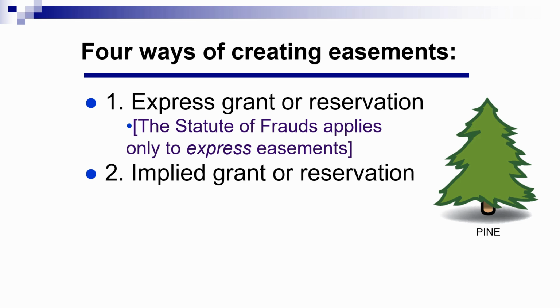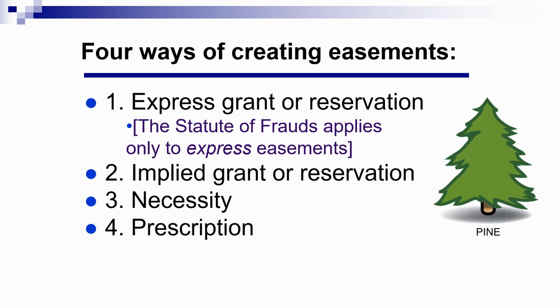The second way of creating an easement is an implied easement. Again, it can be by either a grant or a reservation, as we will see. The third kind is the easement of necessity. And the fourth kind is the easement by prescription. You can easily remember all 4 of these ways of creating easements if you just remember the word pine, P-I-N-E. P stands for prescriptive, I for implied, N for necessity, and E for express. So the word pine will remind you of all 4 ways of creating easements.